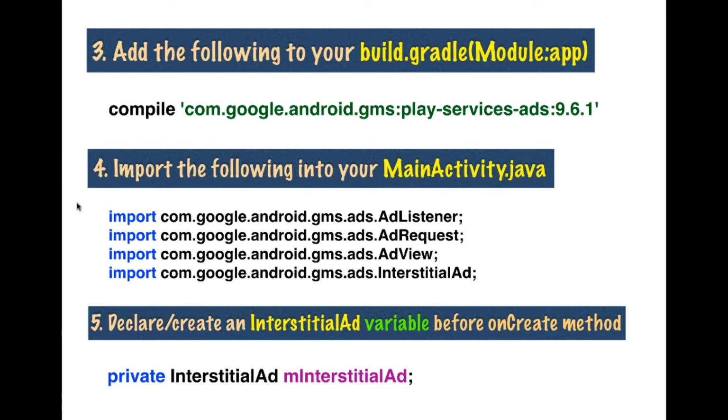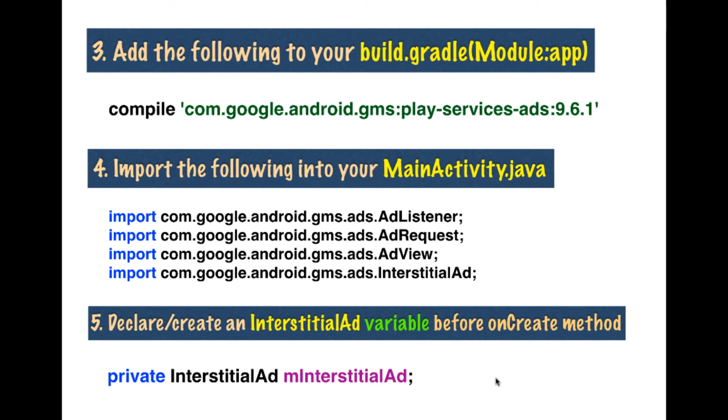And number 4, this is one of the important things. You have to import the following into your main activity.java or whatever Java file where you implement this interstitial Admob ad. So we have 2 additional, actually the ads.AdRequest and ads.AdView are already imported if you have implemented Admob banner. What you have to add is ads.AdListener and ads.InterstitialAd. So you have to import these 4 lines of code here.